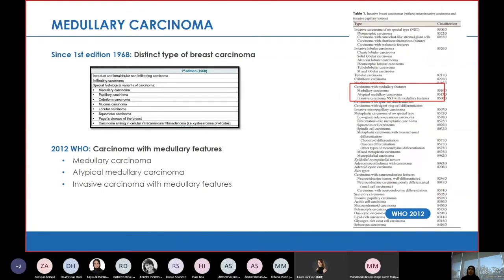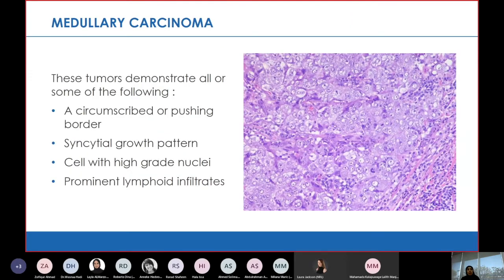We have medullary carcinoma, atypical medullary carcinoma, and invasive carcinoma with medullary features. Maybe most of us have experienced a case where we doubt which entity it is, and we sit with our colleagues around the multi-head microscope, and there is inter-observer variability and disagreement. Basically, to classify a case under one of these entities, we need to demonstrate all or some of the following criteria: circumscribed pushing borders, syncytial growth pattern, high-grade nuclei, and prominent lymphoid infiltrate.